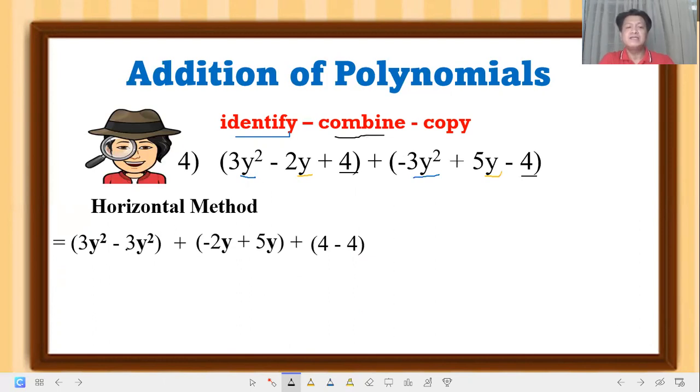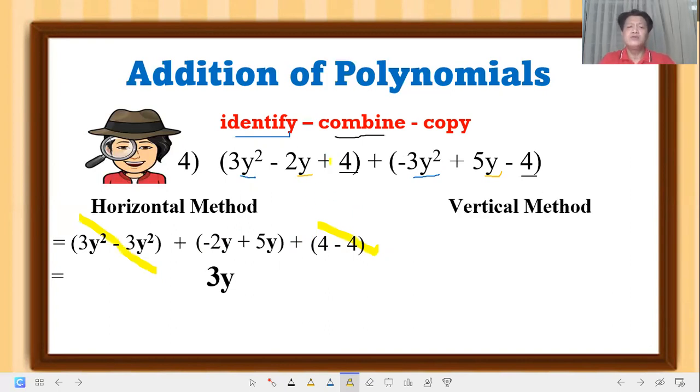So what is 3 plus negative 3? Diba? Pag sinubtract natin yan, or simply 3 minus 3, diba? So meaning to say, this will become 0. Cancel na yan. Dito naman tayo, negative 2 plus 5. Magkaiba sila, diba, ng sign, you have to subtract. Since mas malaki yung positive 5 dyan, that is equal to 3 na lang siya. Kasi negative 2 plus 5 is positive 3. And then you have to copy the literal coefficient, which is y. And dito naman tayo, we have 4 minus 4. This is 0 na yan. Okay, meaning to say, yan na po yung final answer natin, 3y.